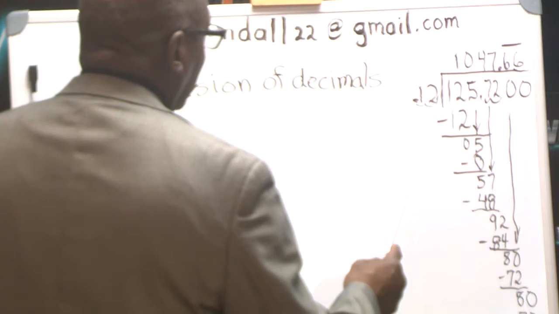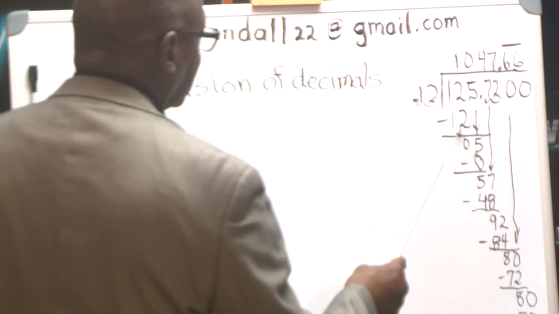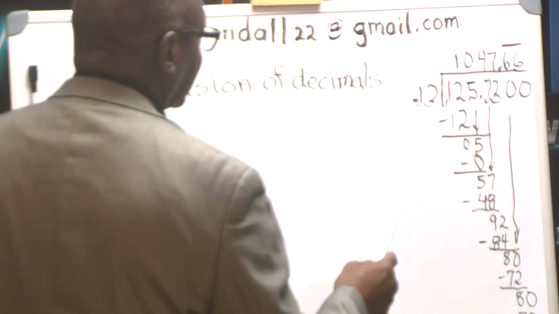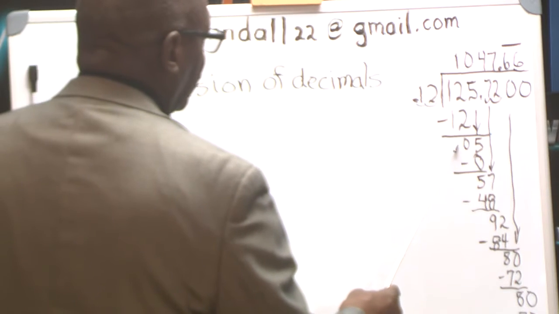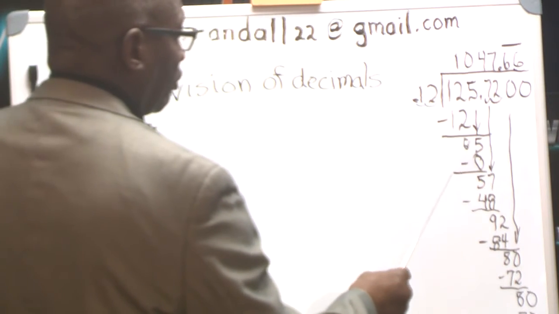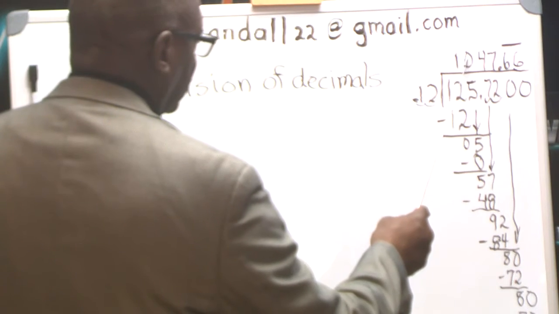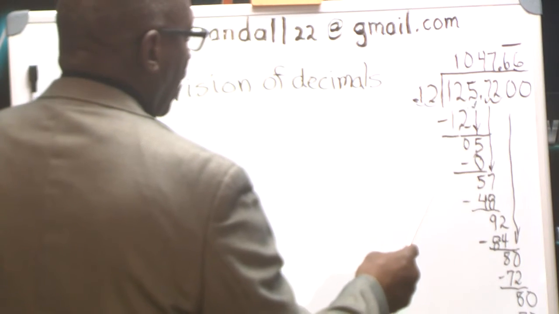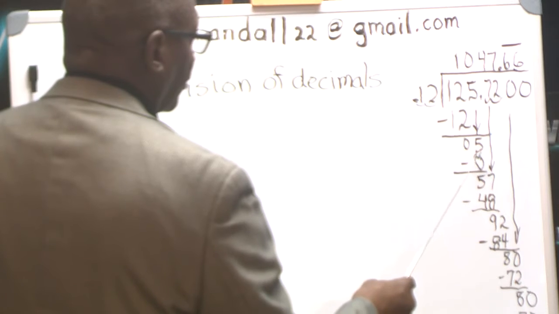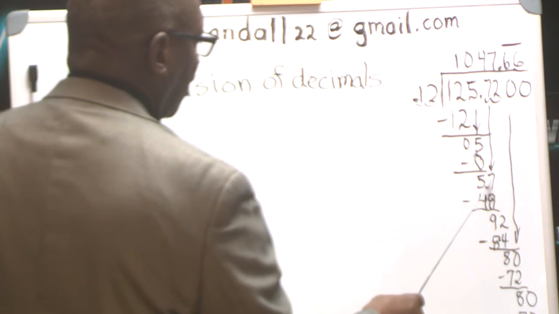First, 12 goes into 12 one time. 1 times 12 is 12. Subtract. And we get 0. We bring down our 5. Can 12 go into 5 evenly? No. So you put a 0. 0 times 12 is 0. Subtract. You get 5. Bring down your 7.